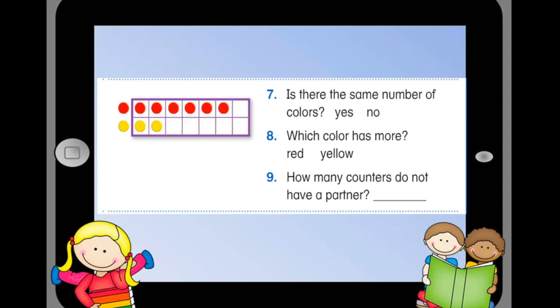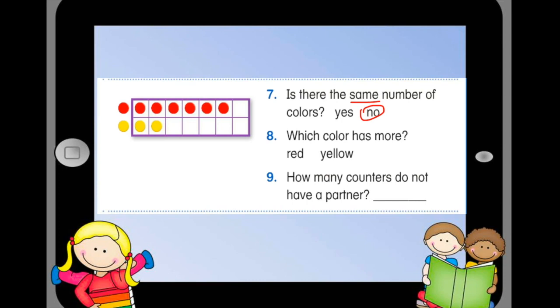Next question, it says, is there the same number of colors? So let's take a look. Looking at this graph, let's count the red first. 1, 2, 3, 4, 5, 6 red counters. Now let's count the yellow. 1, 2. Is there the same number of colors? No, there is not. There's definitely less yellow counters.